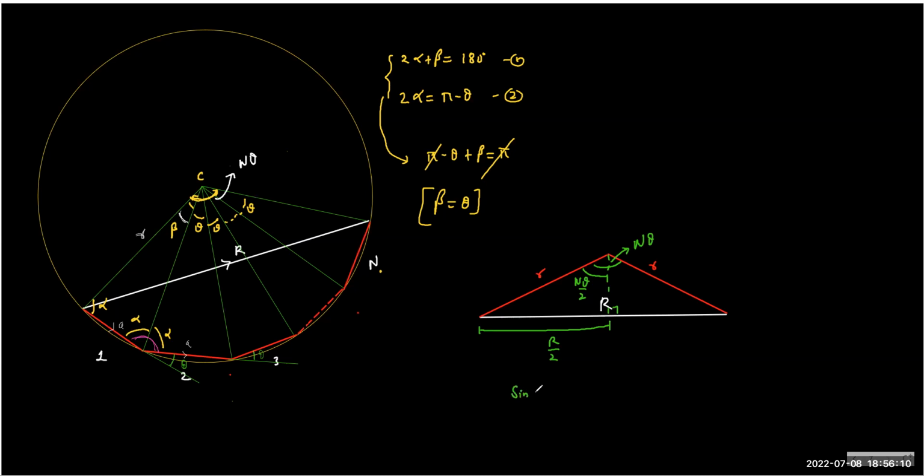What we can write? Sine of n theta upon 2 must be equal to opposite upon hypotenuse. So I got the answer r by 2, or simply 2 will cancel, to r equals r sine n theta by 2.